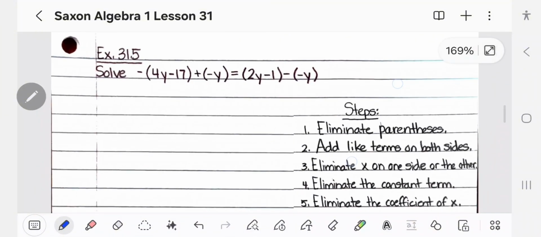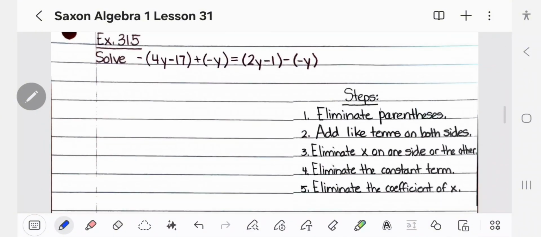Example 31.5. We're going to eliminate parentheses. Again, no like terms here. There's nothing to do in here. No like terms here. Nothing really to do in there. So we're going to use the distributive property where we need to. So here we're distributing a -1. So it's essentially just multiplying everything on the inside by 1 and changing the sign. So that instead of 4y will be a -4y. And instead of -17, that will be a plus 17. And then we'll bring down plus the -y. And there's nothing multiplied by that.